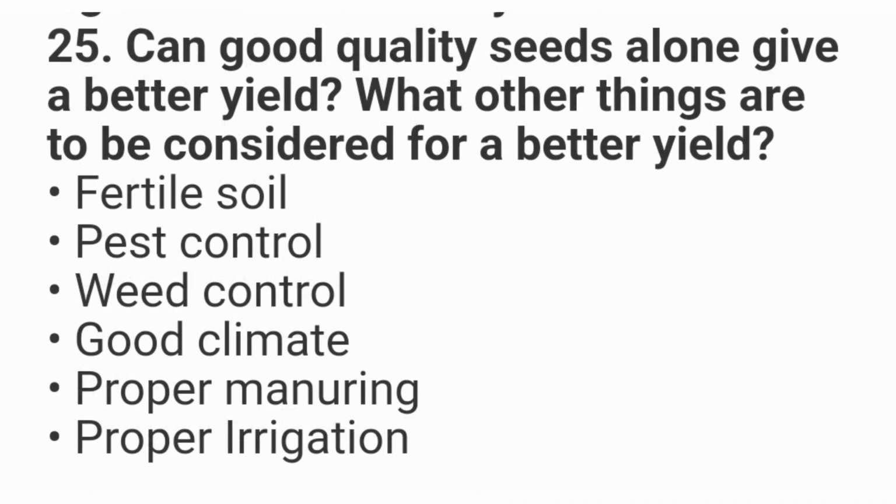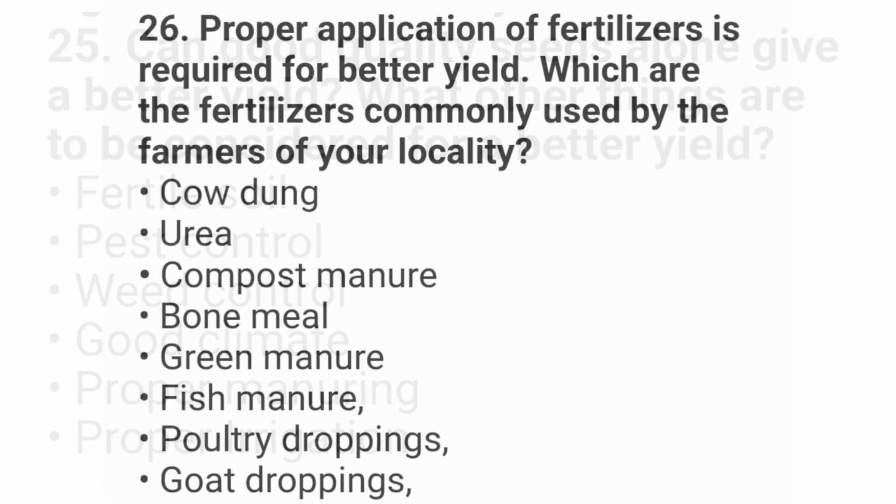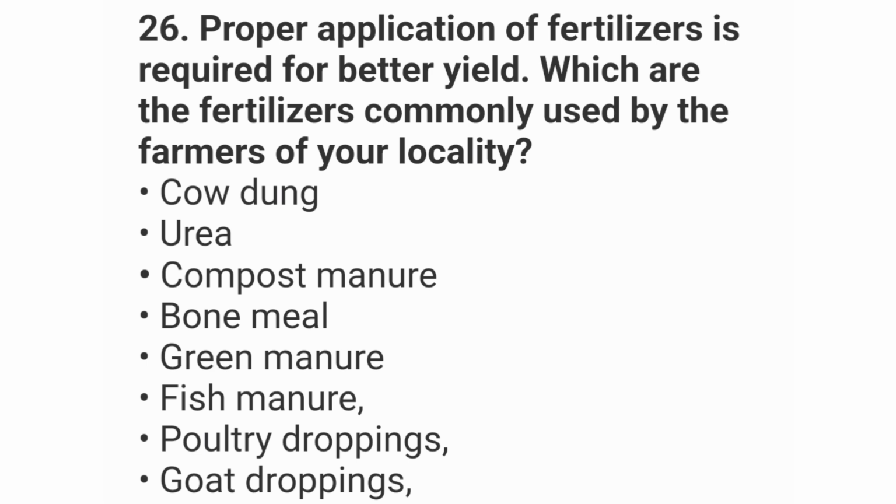Question number 25. Can good quality seeds alone give you a better yield? What other things are to be considered for a better yield? Answer. Fertile soil, pest control, weed control, good climate, proper manuring, proper irrigation. Question number 26. Proper application of fertilizers is required for better yield. Which are the fertilizers commonly used by the farmers of your locality? Answer. Cow dung, urea, compost manure, bone meal, green manure, fish manure, poultry droppings, goat droppings.